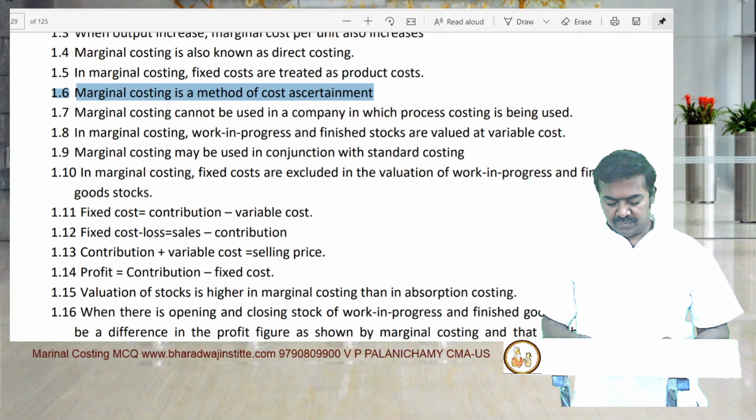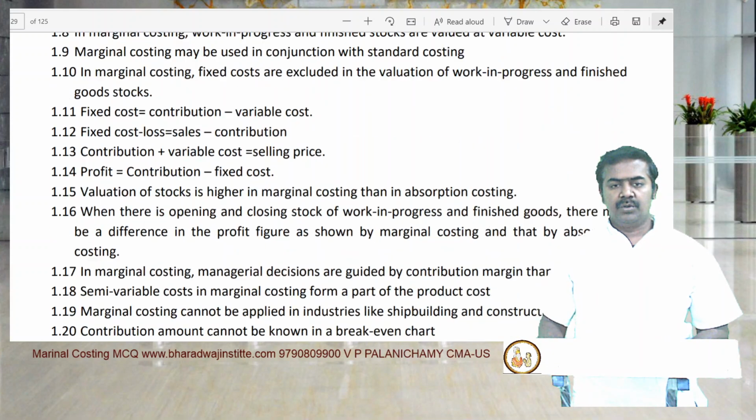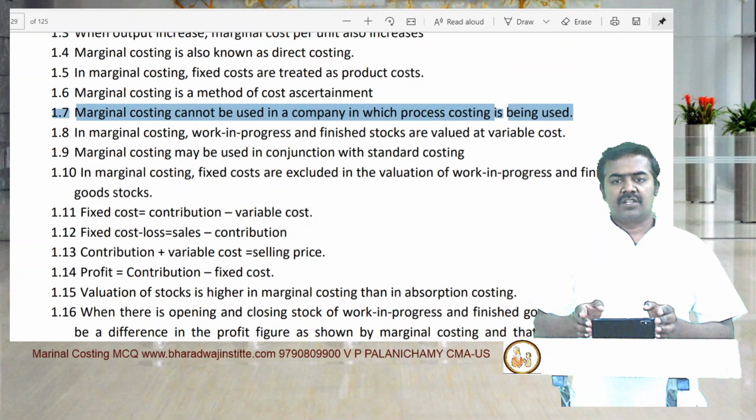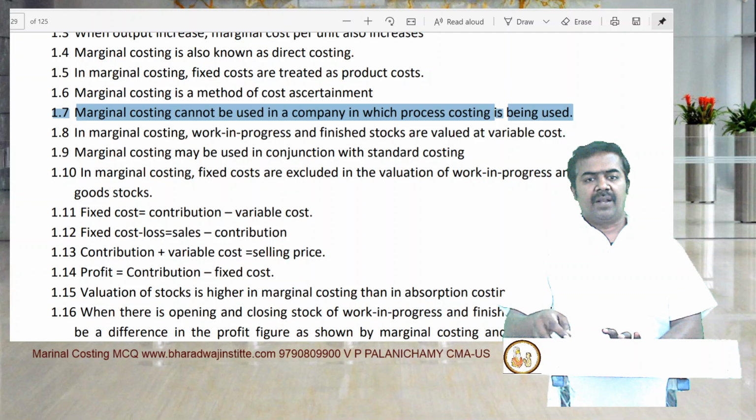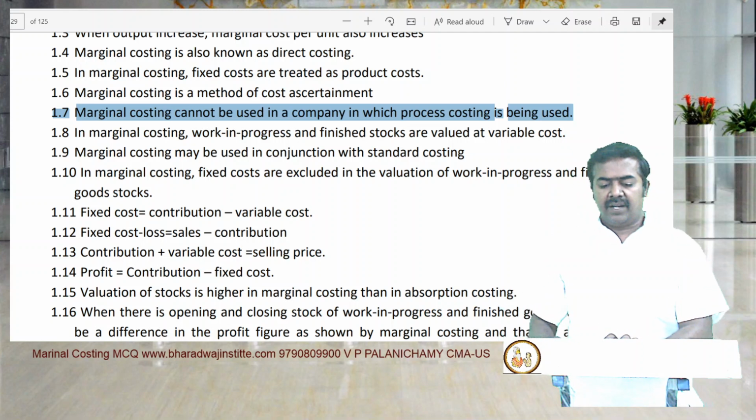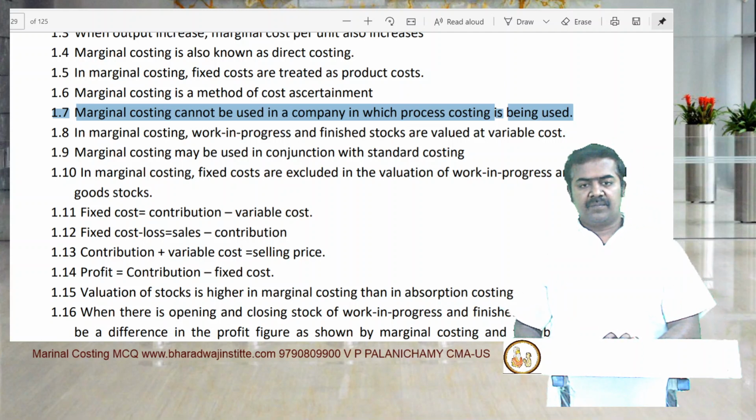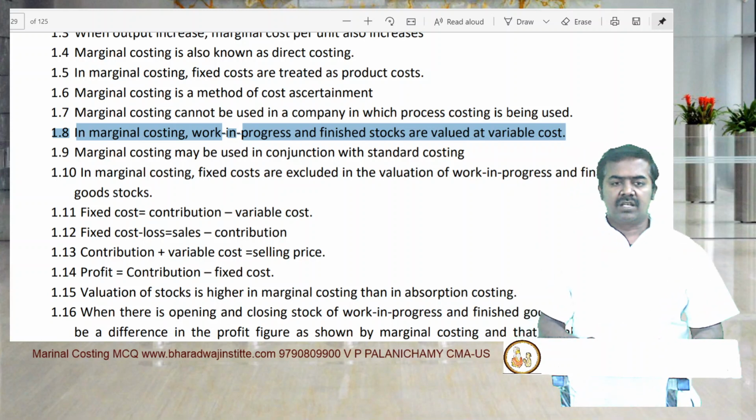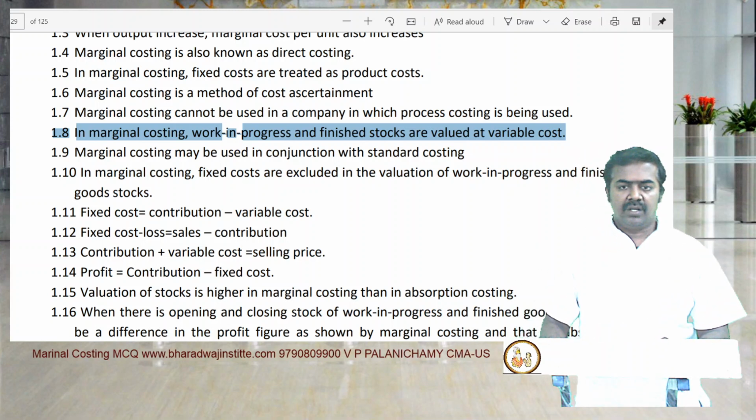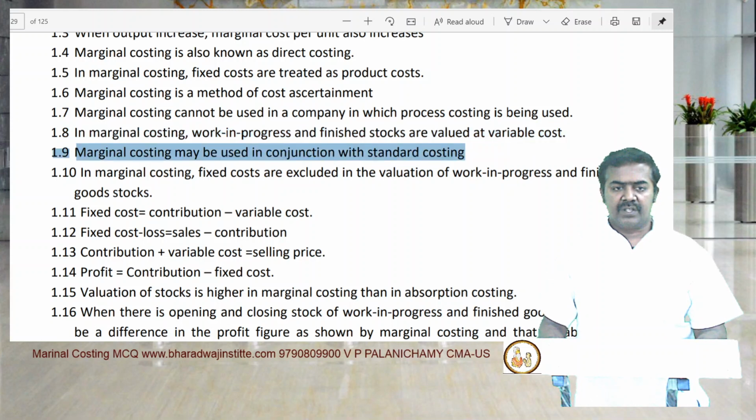1.6 is false. 1.7. Marginal costing cannot be used in a company where the process costing is being used. Okay, is it so? Marginal costing can be applied in any industry. Marginal costing can be applied in any industry. False. Marginal costing, work in progress are valued at variable cost. True. Okay, marginal costing, work in progress is valued at variable cost. Is it true? Yes, because we ignore fixed cost for decision making and product valuation.